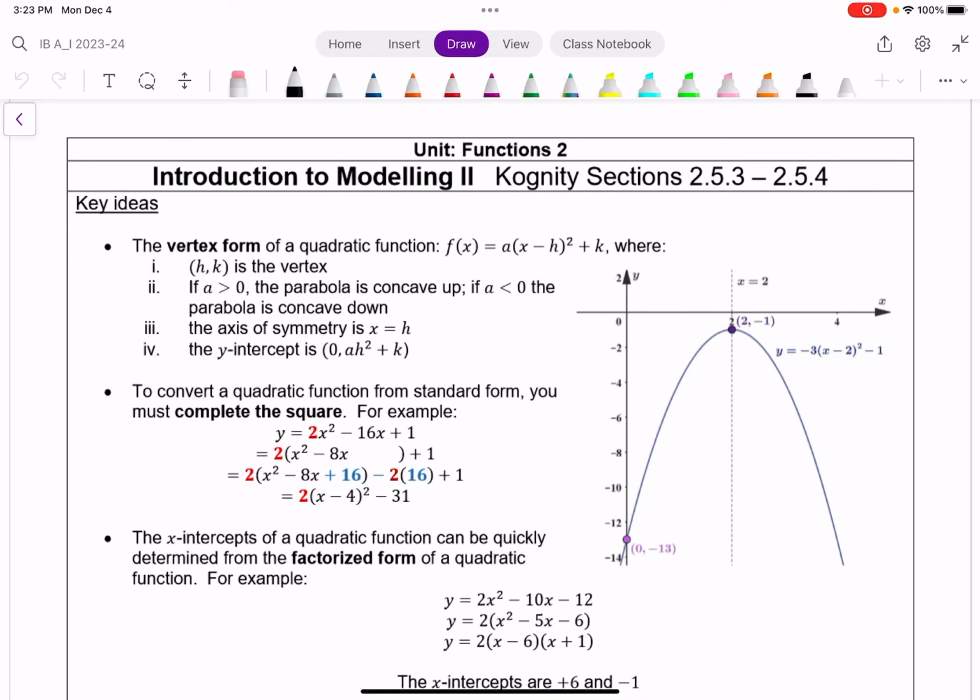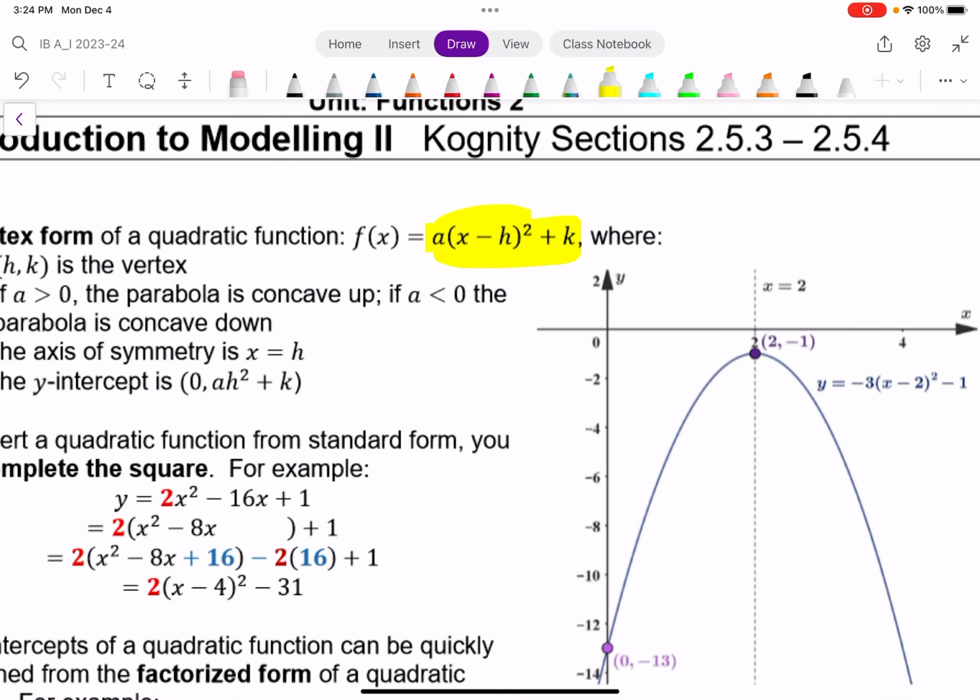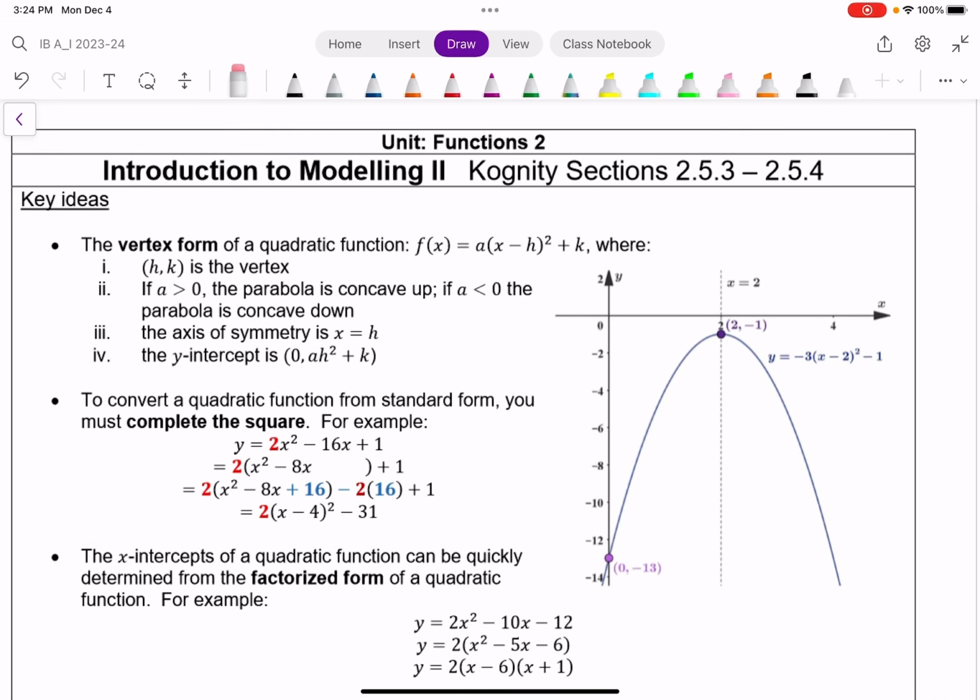So this next section on modeling just continues our focus of quadratics, especially looking at quadratic equations that are in vertex form. A quadratic equation in vertex form always has this sort of structure to it. And as you can probably guess, it's called vertex form because you can kind of tell where the vertex is by looking at it.